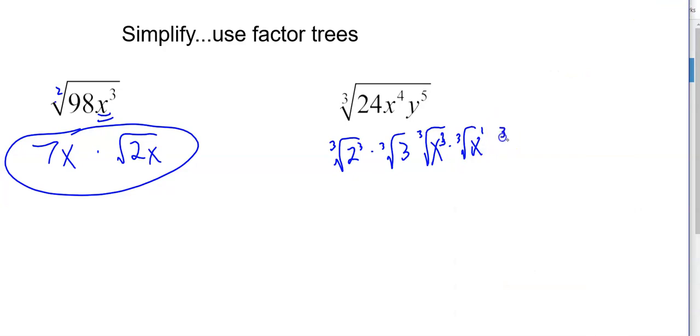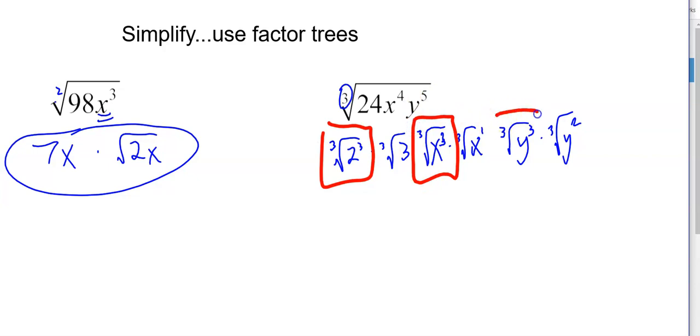And if I break up the y term, cube root of y to the third times cube root of y to the second. So I'm looking for groups of 3 of anything. So you see some of these, like this one simplifies nicely, this one simplifies nicely, this one simplifies nicely. The other ones, not so much.